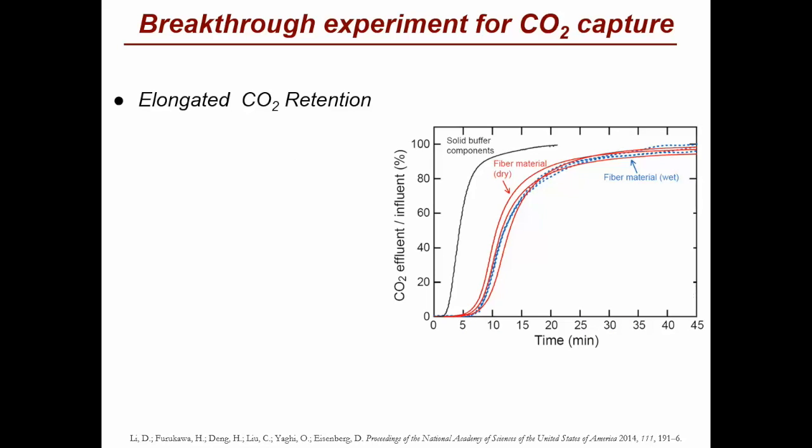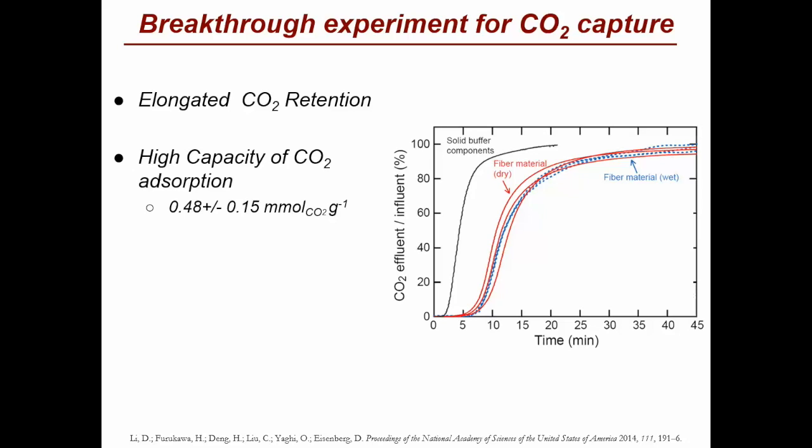To evaluate the dynamic separation capacity, we used breakthrough experiments to look at the time of appearance, or breakthrough, of carbon dioxide from the material. The black curve represents solid buffer components, and the red and blue curves represent the fiber materials. As indicated in the graph, fiber materials show much longer retention time for carbon dioxide compared to the solid buffer materials, and this further demonstrates that the majority of carbon dioxide is absorbed by the fiber material. The value is calculated to be around 0.5 millimoles per gram of material.